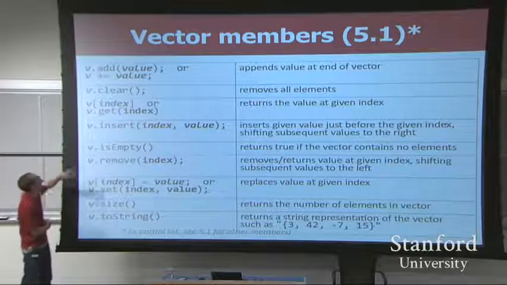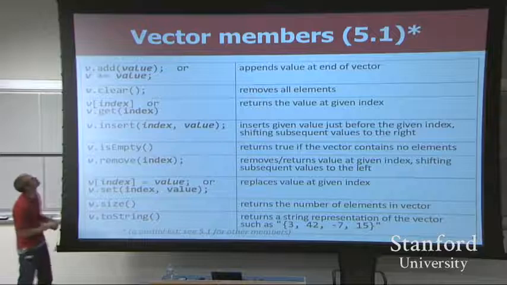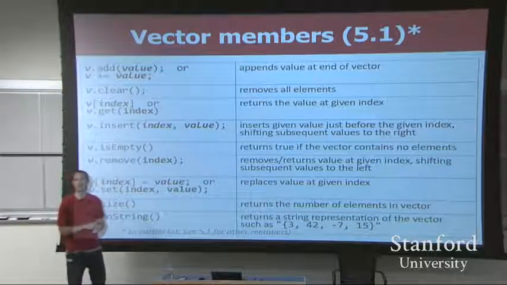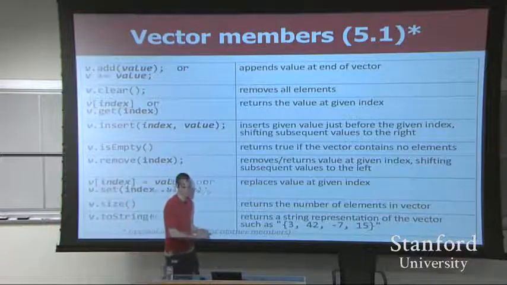Another thing that's kind of interesting: when you add something to a vector, you can actually use plus equals. I'd say that at the top left of the slide. You can use plus equals to add something to a vector, and now the vector will be bigger.